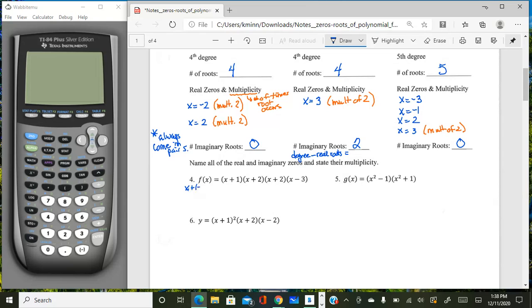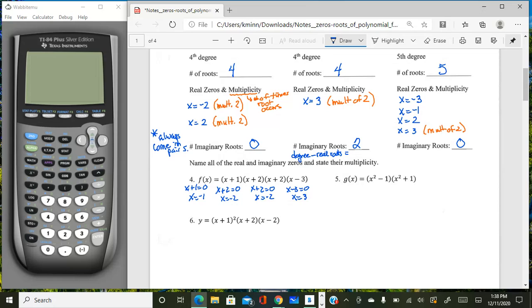So x plus 1 is equal to 0, so x is equal to -1. X plus 2 is equal to 0, so x equals -2. Our third root, x plus 2 again is equal to 0, so x is -2. And then x minus 3 equals 0, so x is equal to 3.